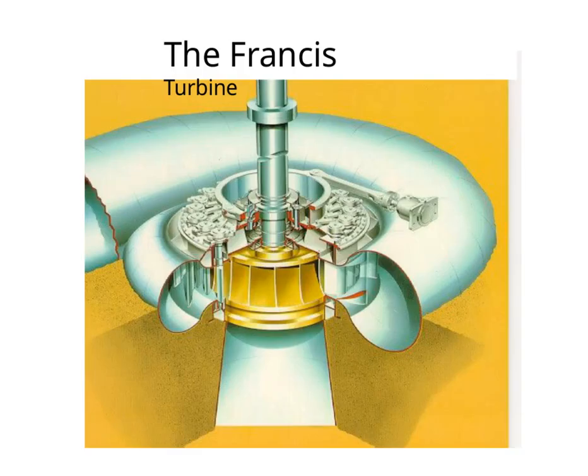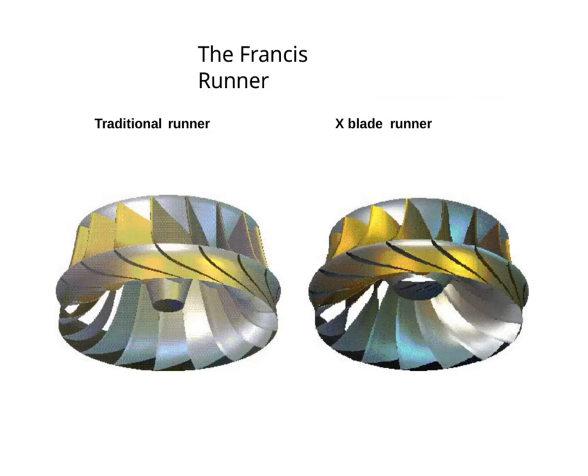Let's take a closer look at the Francis turbine. It's one of the most widely used turbines in hydroelectric power plants around the world. What makes it special is its versatility. It works efficiently across a wide range of water flow and head heights. The design channels water through curved blades, converting energy smoothly from water into mechanical power. Understanding the Francis turbine helps us appreciate how we harness nature's energy with precision and reliability.